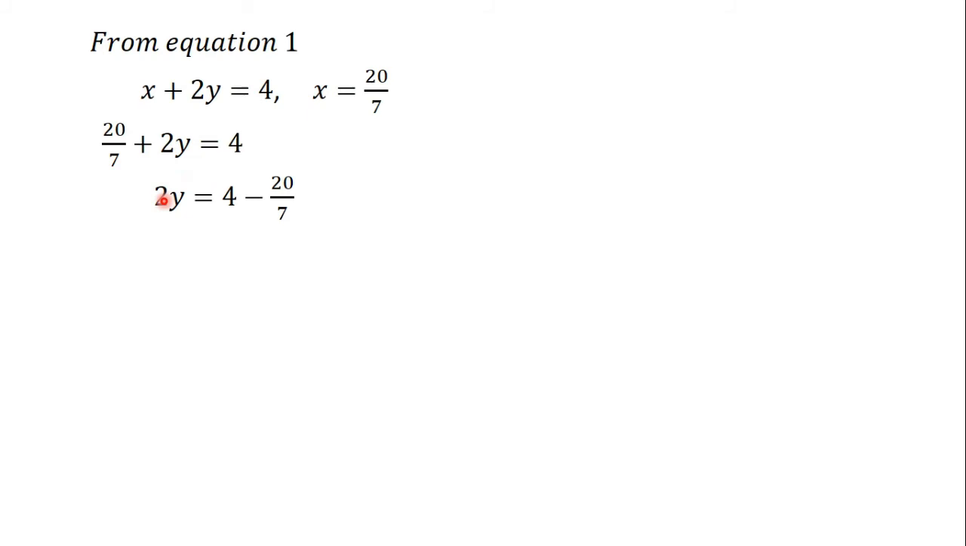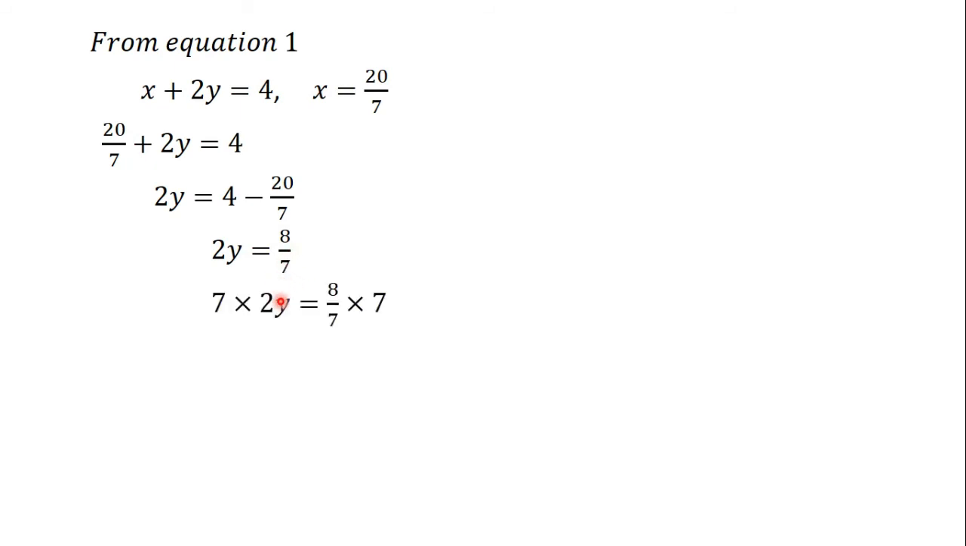So we group like terms. 2y is equal to 4 minus 20 over 7. In the video on fractions, we explained how to perform this fraction, 4 minus 20 over 7. So if you watch that video, you know how to do it. 4 minus 20 over 7 will give us 8 over 7. So 2y is equal to 8 over 7.